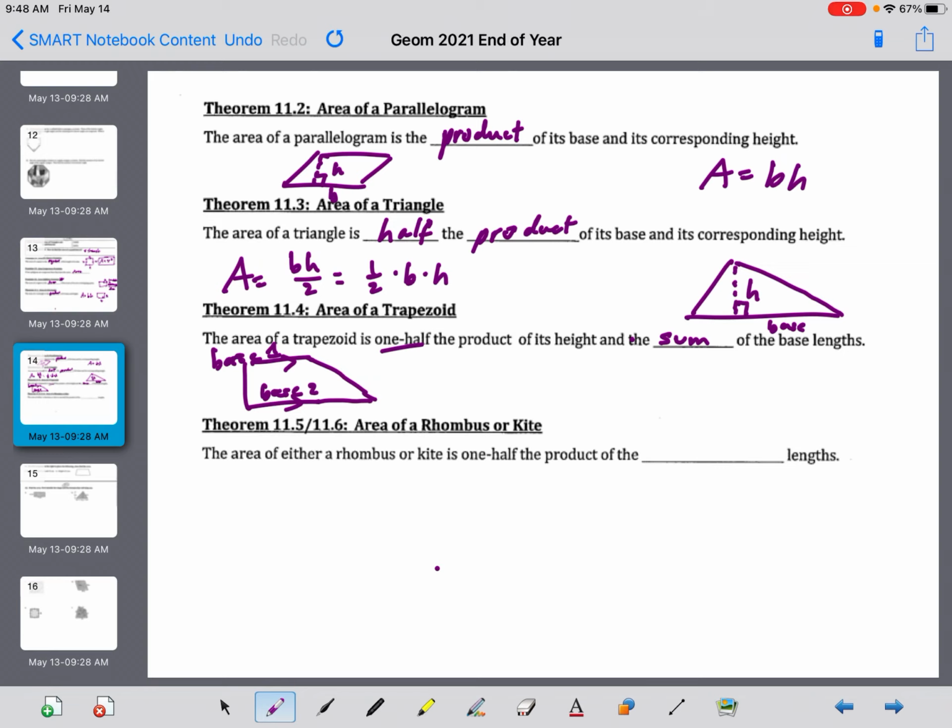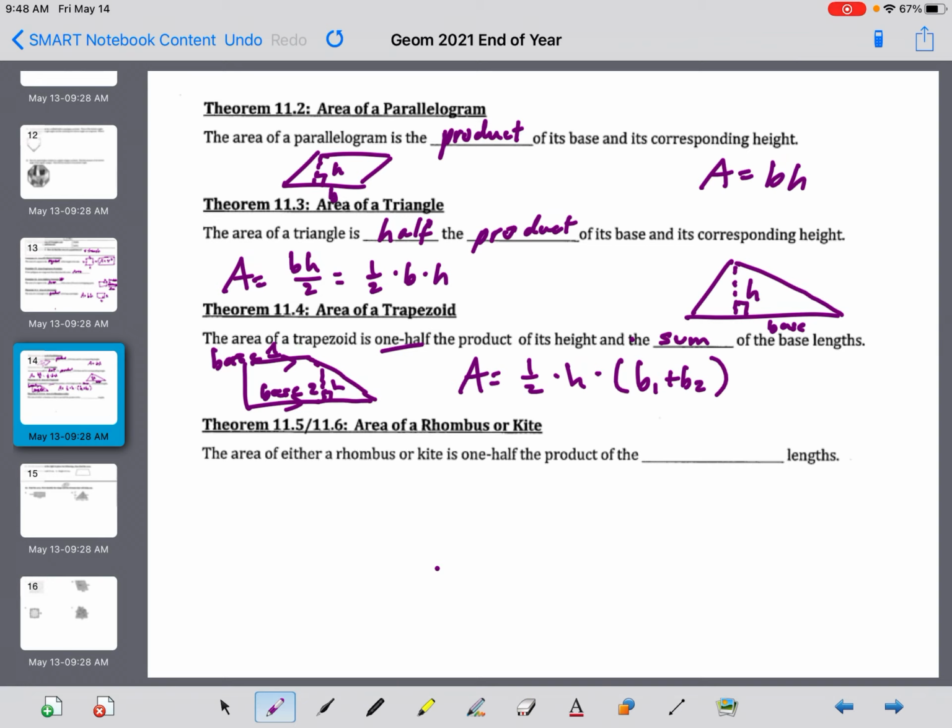And you have to have a corresponding height, so you have to have some sort of perpendicular to call your height. But its area is equal to 1/2 times height times base 1 plus base 2. Got to add your bases together. 1/2 h, b1, b2. But the b1, b2 have to be summed together.